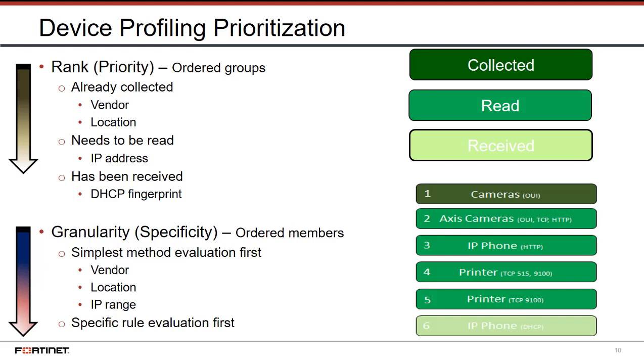So again, there may be exceptions to this rule, but as a general rule of thumb, break all your device profiling rules into 3 groups: ones that are in the collected group, the read group, or the received group. And then go inside of each of those groups and organize them, and then they'll all stack up like we see here. So again, this is a best practice, but there may be an exception or 2 every now and then. But this helps for efficient evaluation as far as the overhead required to determine if the rule has been matched.